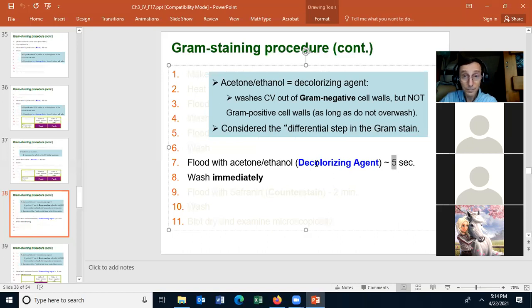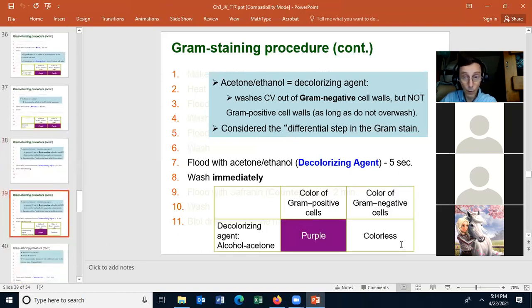All right. At this stage, this step is considered the differential step in the gram stain because the cells will look different. The gram-negative cells will appear colorless, and the gram-positive cells will look purple, assuming that you've done the gram stain correctly. All right, any questions about any of that?